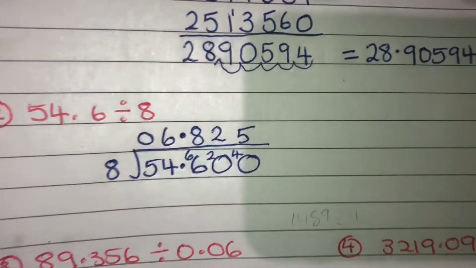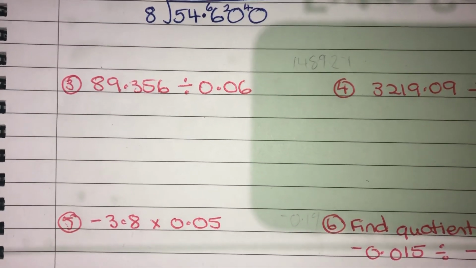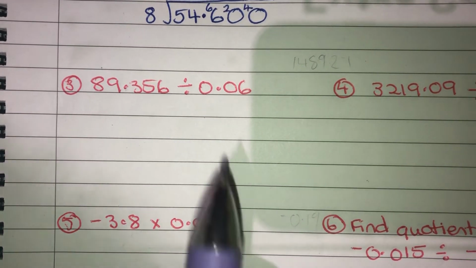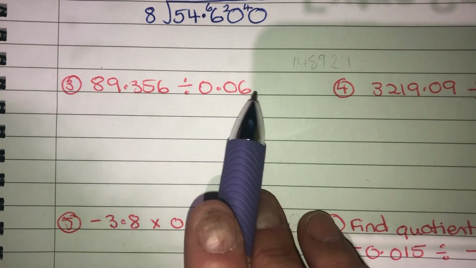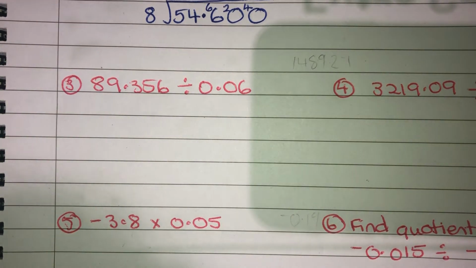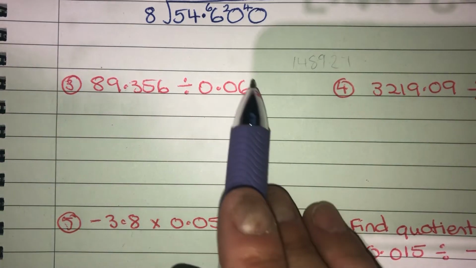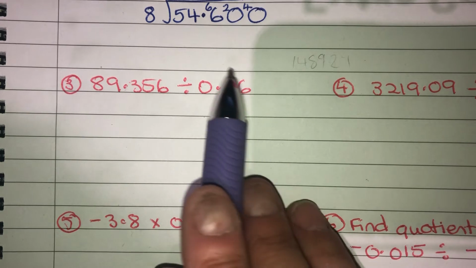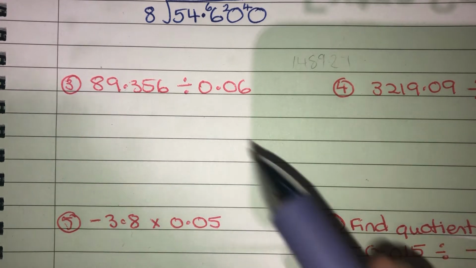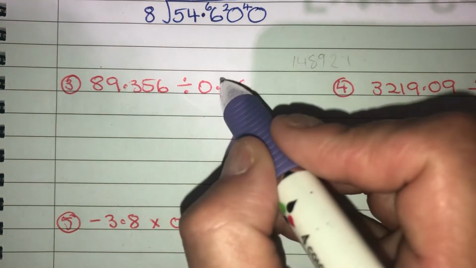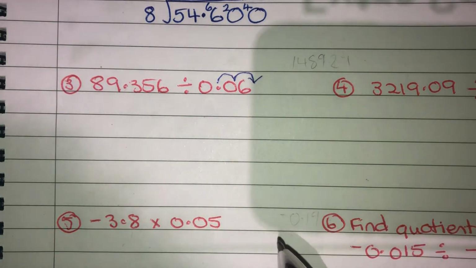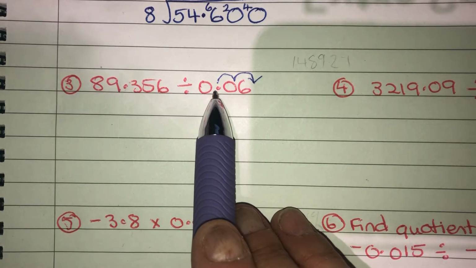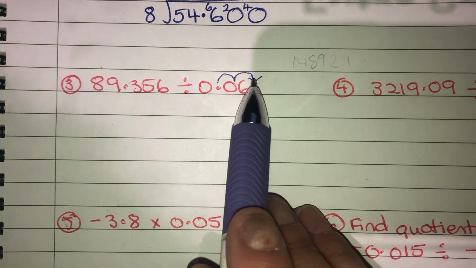Excellent. But what if we have a different amount of decimal places? So if we have a look, this one has got 3 decimal places. This one has got 2. Now what we want is whatever you're dividing by, so this number, to be a whole number. To do that, we're going to take our decimal place and go a couple of spaces till we get to the end of the number. So you've taken your decimal place and you've gone 1, 2.